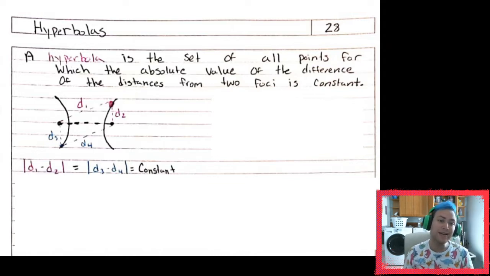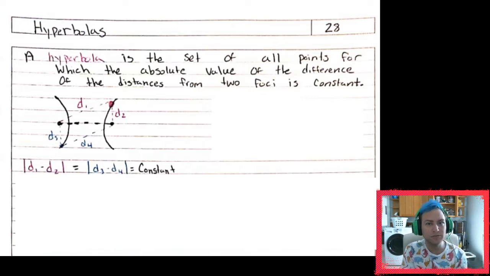If I then pick another point, a blue point on the left-hand side, and I know it doesn't look pink and blue, but I swear it is, when I connect to the first focus on the left, it's D3, and when I connect to the second focus on the right, it's D4. If I take the absolute value of D1 minus D2 and the absolute value of D3 minus D4, they're going to be equal to each other, and that's our constant. Just like with ellipses, you could pick any other point, D5 and D6, or D7 and D8, do a subtraction problem, and you'll get the same number every single time.